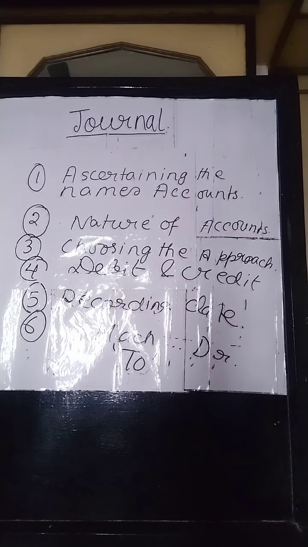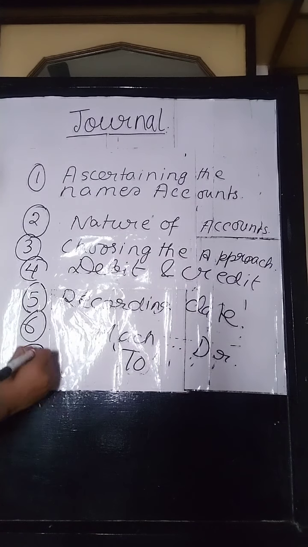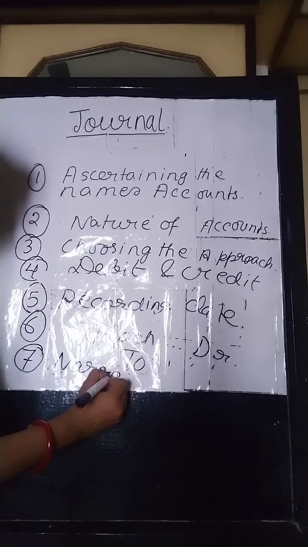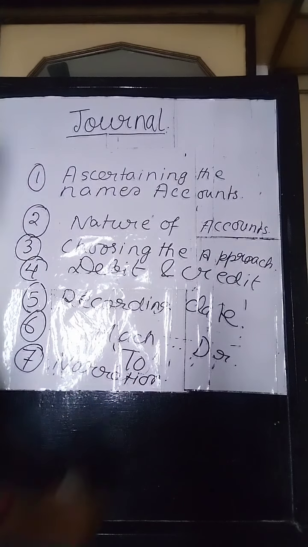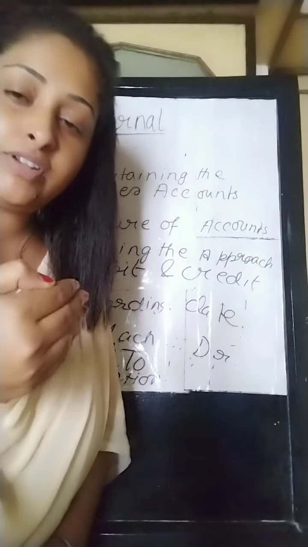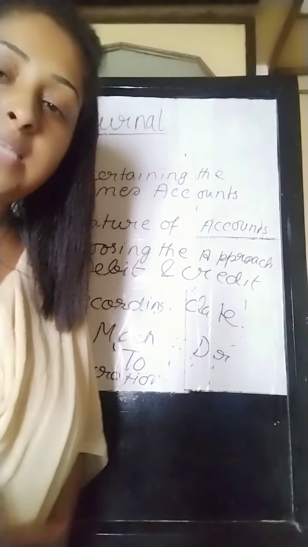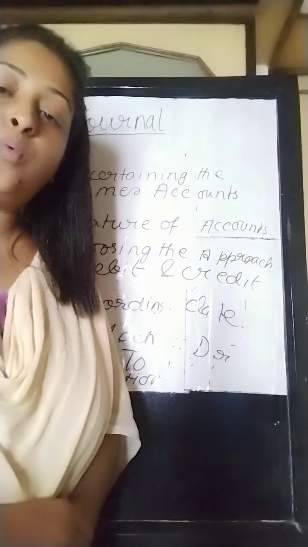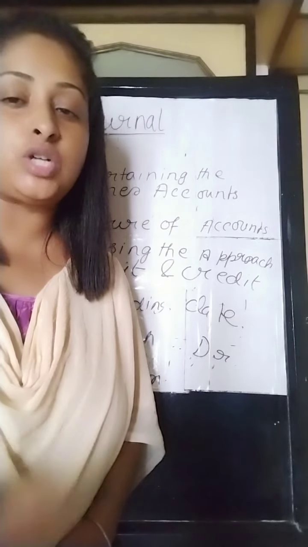Then comes the next step, that is narration. Narration is to be provided after each and every transaction. What is narration? Narration is nothing but a short, brief description that is to be provided after every transaction in the journal. So these are the 7 steps that you need to follow while doing the journal entries.